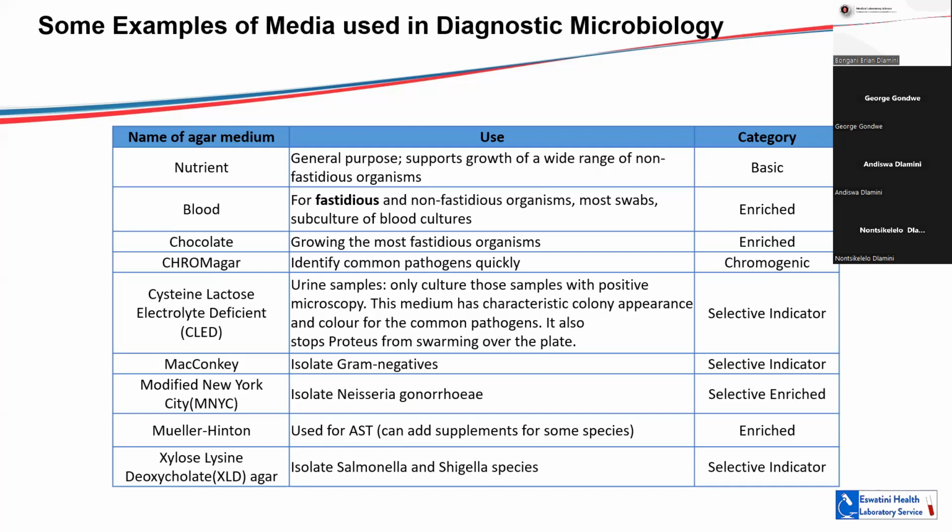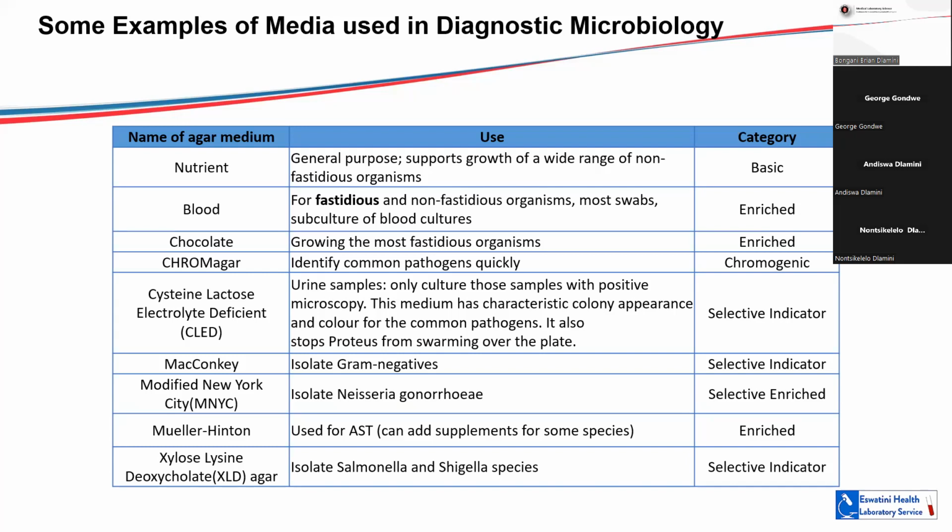We also have the chocolate agar, which allows for growing most fastidious organisms. And then, as I have mentioned, we have the chrome agar. We also have CLED agar. We call this one a selective indicator because it will select for the growth of some microorganisms, but it will also change color to that specific microorganism. We use this one mostly when we're culturing urine samples. One of the advantages of this media is that it stops Proteus from swarming. As we may know, one of the characteristics of Proteus is that it swarms in the plate. So when you're using CLED, you will not have the swarming.